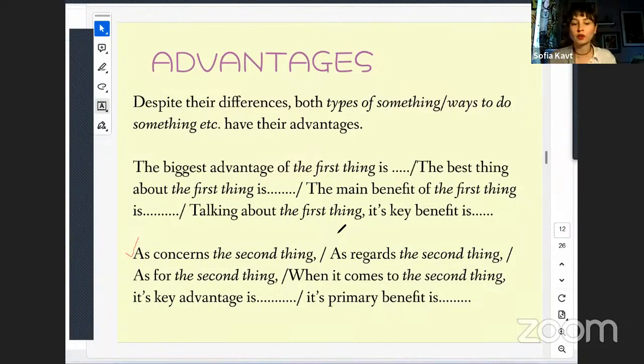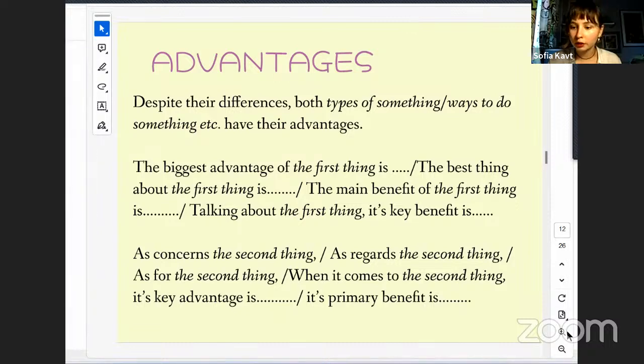They are similar to что касается in the Russian language. So we can say as concerns the second thing, or as regards the second thing, or as for the second thing, or when it comes to the second thing. And then you say its key advantage is the following, or its primary benefit is the following, or the best thing about it is blah, blah, blah, right? So you just don't forget to replace, yes, the words in italics with the actual type of something that you're talking about. Okay, so let's take a look at the modal answer now.